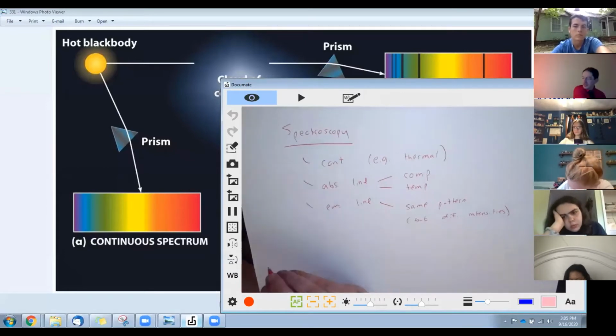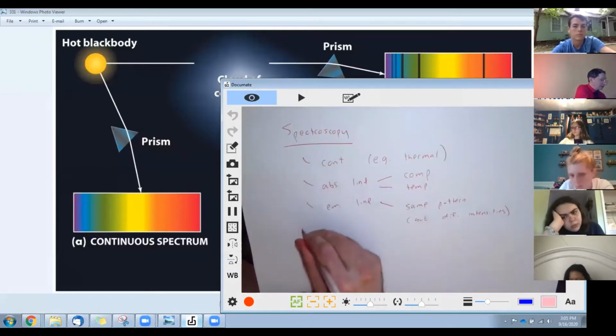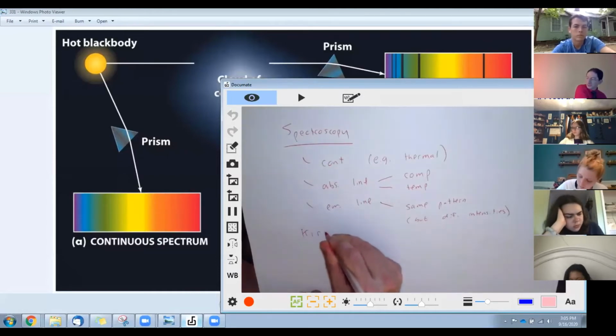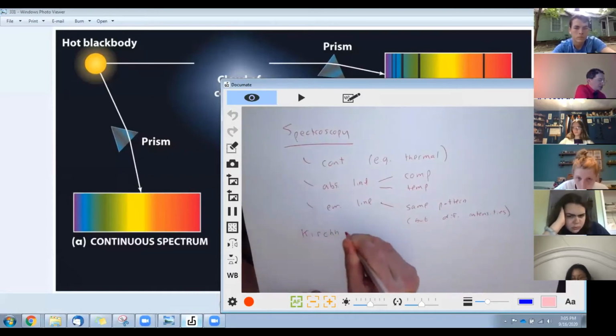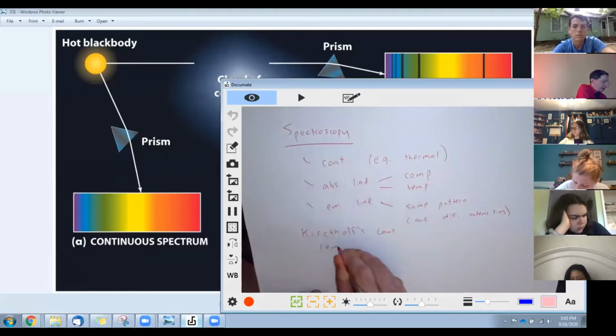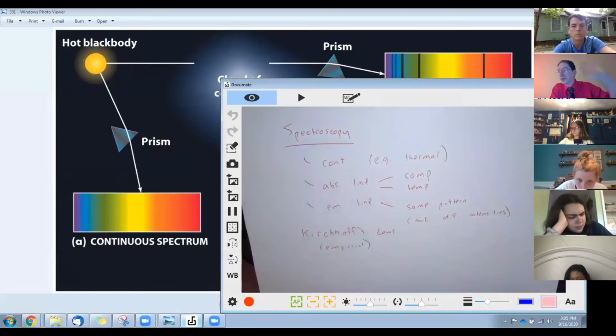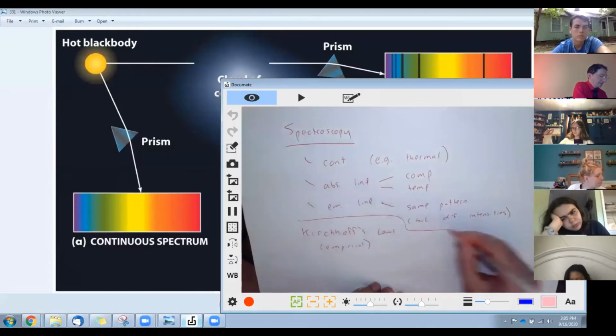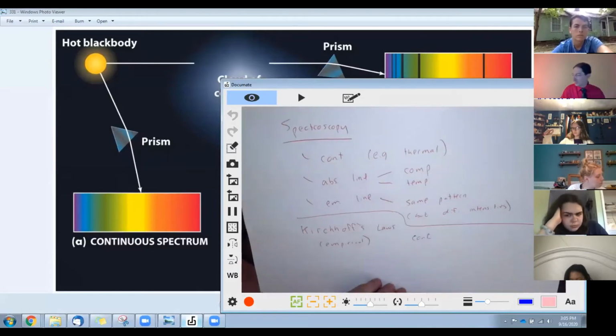So this will be Kirchhoff's laws. It's with one C. It has two H's and two F's, Kirchhoff's laws. And these are empirical laws. So Kirchhoff, he's a scientist from, I don't know how long ago, very long ago, and was playing around in his laboratory trying to make these different types of spectra and figured out under what conditions you get these types of spectra. So maybe I'll draw a little line here. Let's tackle continuous spectra first.